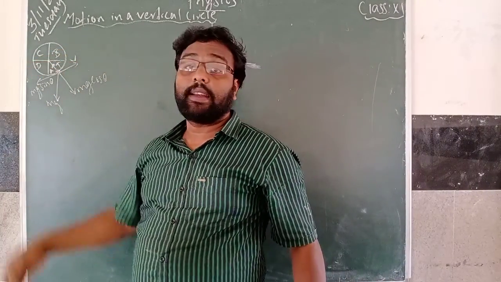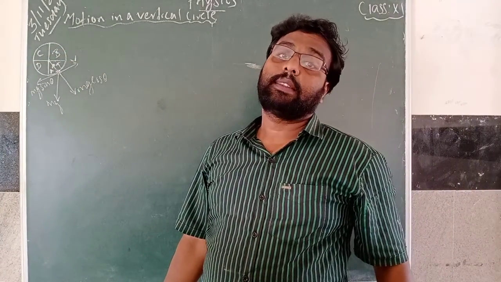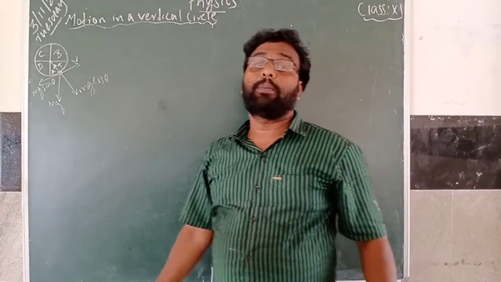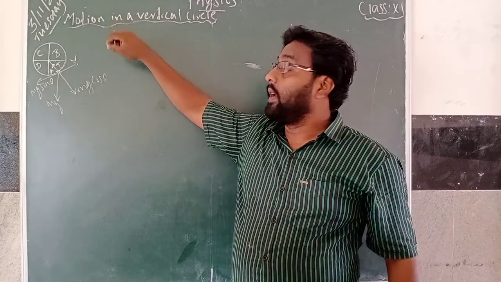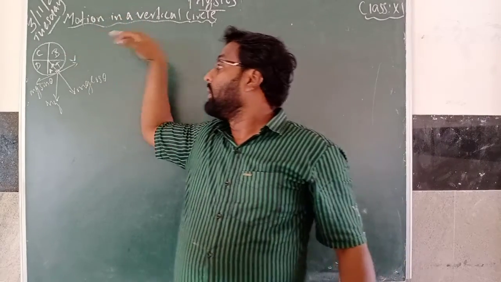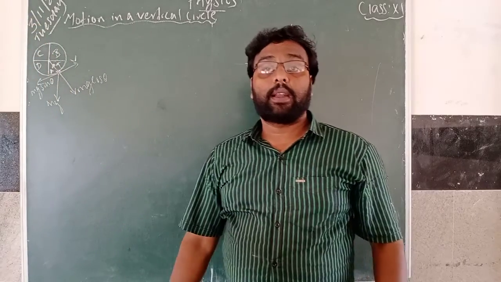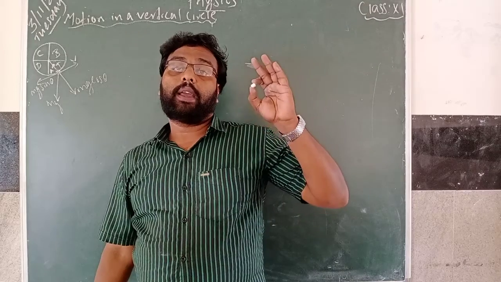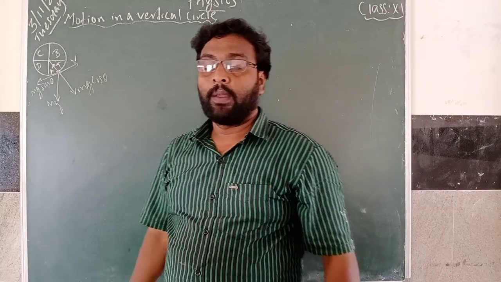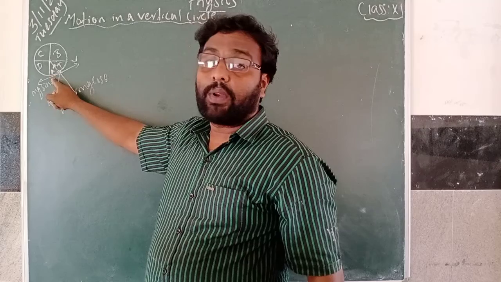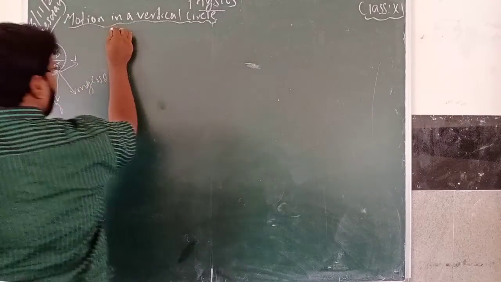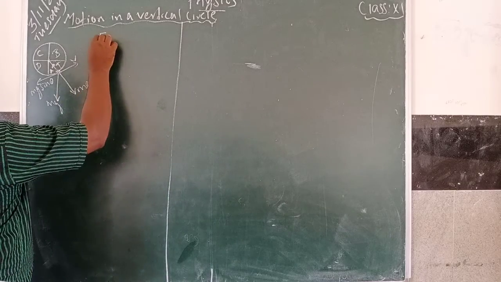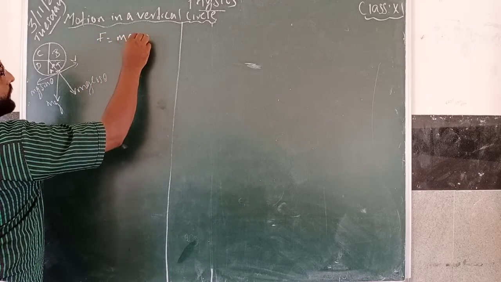So this mg sin theta, it is the tangential acceleration. And this direction is centripetal acceleration. Always when this object moves in a circle, there is an inward acceleration, centripetal acceleration. Now you can find out the motion by applying Newton's second law. We know the law, F equal to ma.